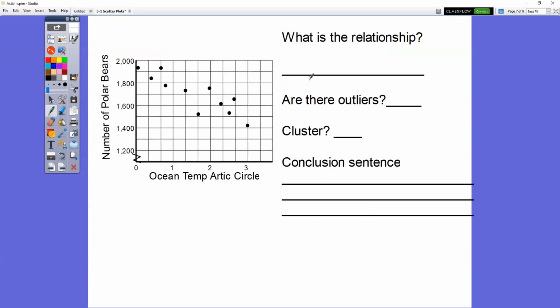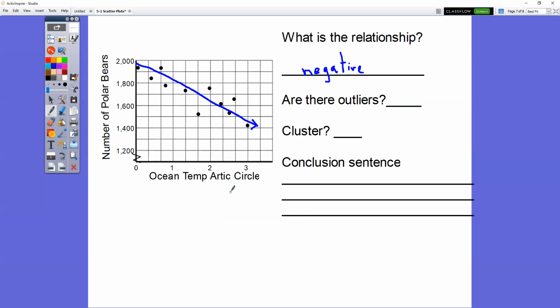So what is the relationship? As we go from left to right, what is happening to the graph? Is it going up? Is it going down? Is there no pattern at all? It's going down. All right. As we go from left to right, the number of polar bears are going down. So this would be negative because as we go from left to right, it is going down.